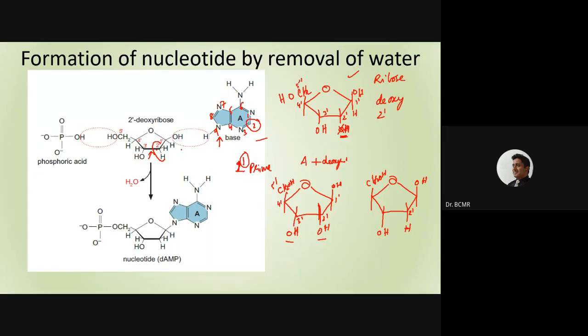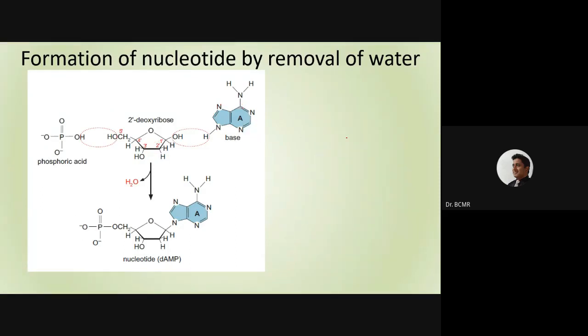The glycosidic bond, the bond that is formed between the nitrogenous base and the sugar, is called the glycosidic bond. I hope you remember this is a carbohydrate. It is forming a bond, so you call it a glycosidic bond. And you are just removing the OH from the 1' carbon and a hydrogen atom. You are removing a water molecule, H2O: 2 H and 1 O.